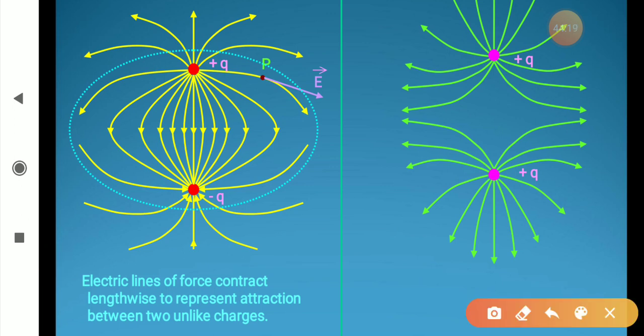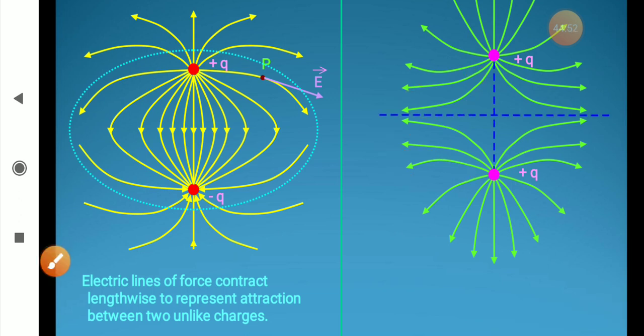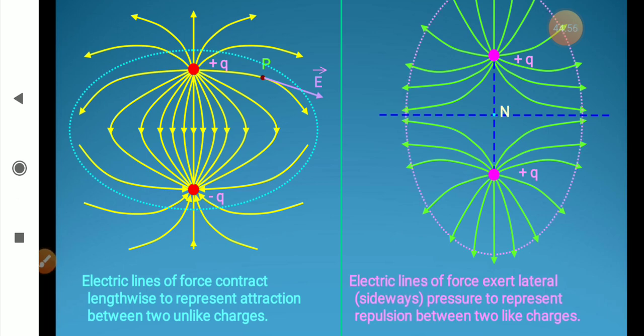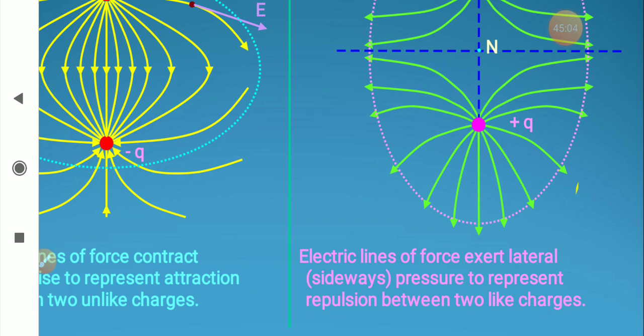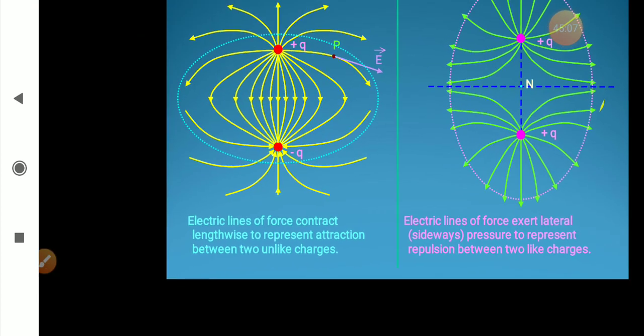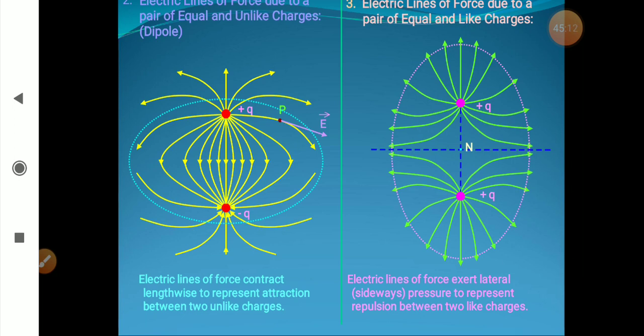Now just try to understand here also. If I place a test charge here, then it will be repelled by this positive charge, and as soon as it reaches here, the repulsion due to the other positive charge also occurs and it is bent away from it. Similarly, if I place a test charge here, then it will be repelled and finally repelled away from it. And we can say that due to repulsion between like charges, you can see here, electric lines of forces exert lateral or sideways pressure to represent repulsion between two like charges. So we'll have a similar diagram for negative charges also. Only thing is that the direction of electric field will be reversed.